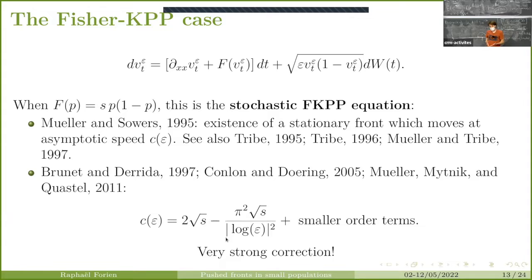And that's a very strong correction. It's bigger than any power of epsilon. This comes from the pulled nature of the FKPP equation. The noise is perturbing a lot what is happening at the tip of the wave, and this prevents the wave from propagating as fast as it wants to. And this has a dramatic effect on the speed of the advance of the wave.